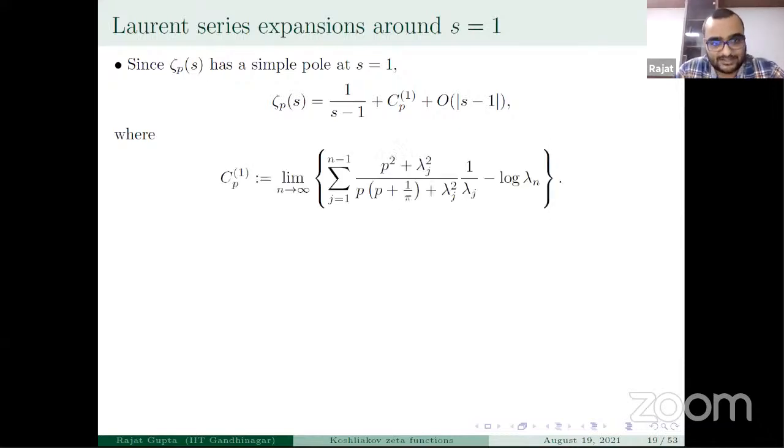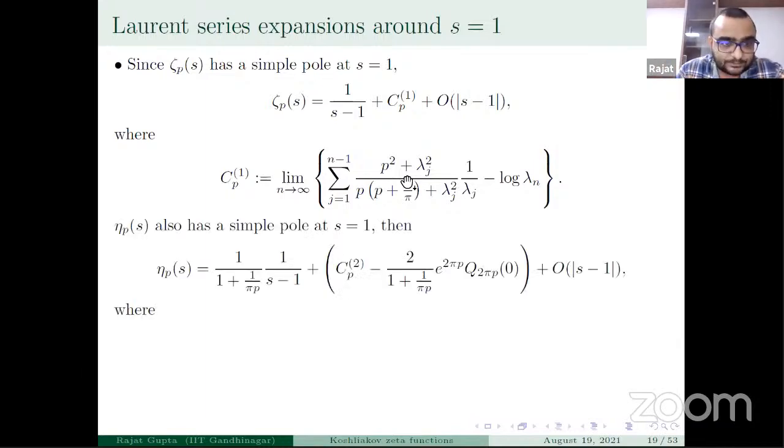And cp1 is defined by this limit, where the limit is over the summation j equal to 1 to n minus 1, with this term minus log lambda of n. Now again, if you take p tends to infinity, you can see here that this thing reduces to 1, and as I mentioned, lambda j goes to j as p tends to infinity. So this will reduce to the limit definition of the Euler gamma constant.